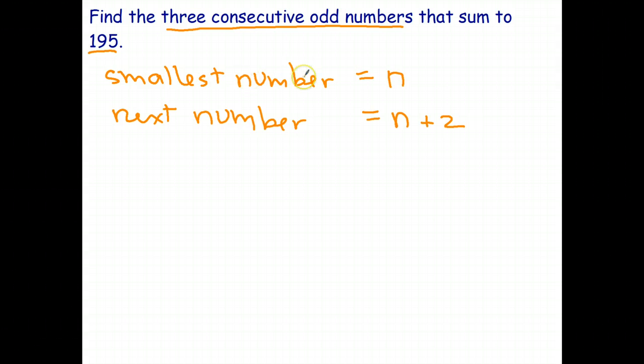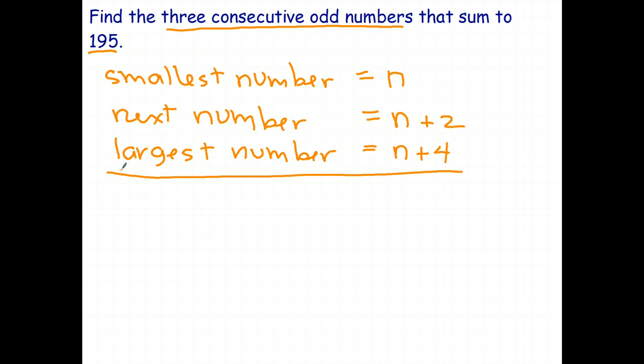So whatever the smallest number is, say it's equal to 7 because it's an odd number. The next number has to be 7 plus 2 is 9. And you can probably guess what the largest number is going to be using the same reasoning. So the largest number is going to be 2 more than that. Well, n plus 2 is n plus 4. So what we had to do in this case is to write each of the three numbers that we don't know, all in terms of one variable.